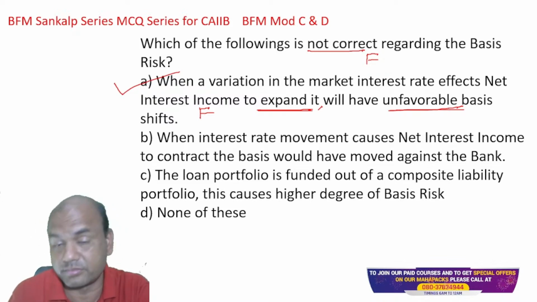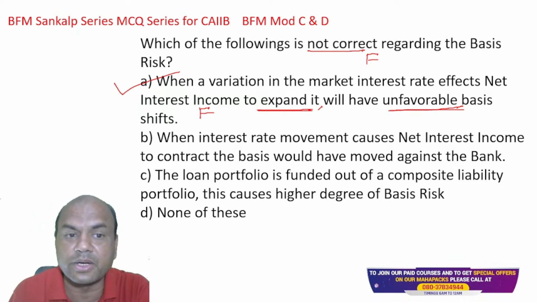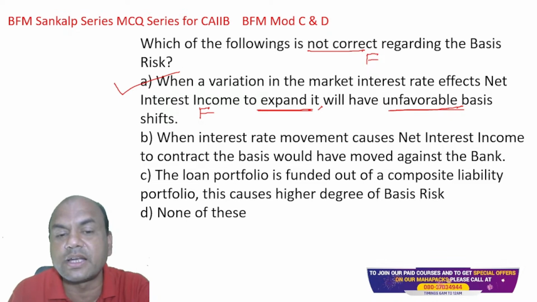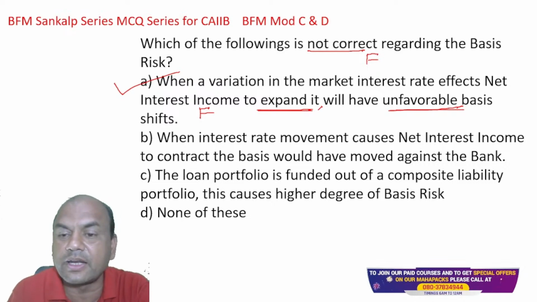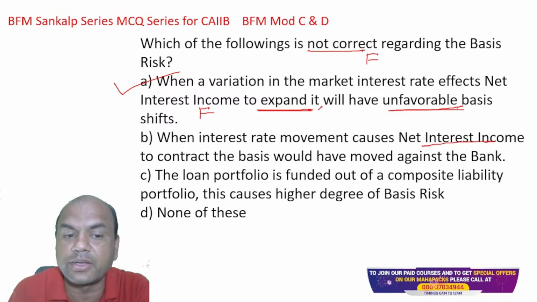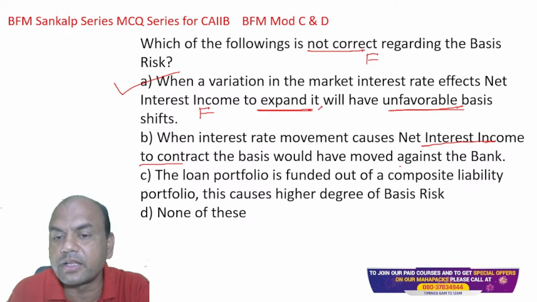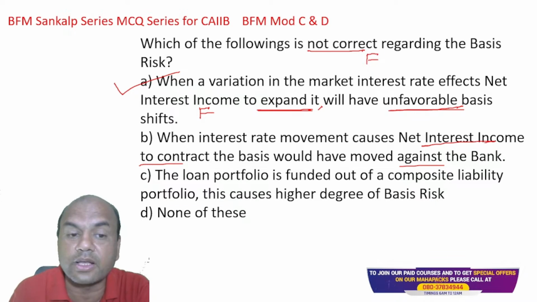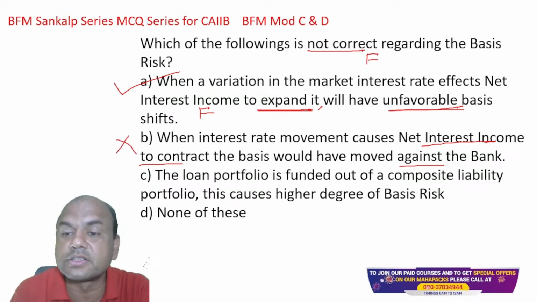But then also, today we'll do it. In exam, don't do it. In exam, just move on. When the interest rate movement causes net interest income to contract, the basis would be moved against the bank. So obviously, net interest income to contract means it is against me, unfavorable to me, isn't it? So that's why B is true. So this is not the answer. We want false. This is true.